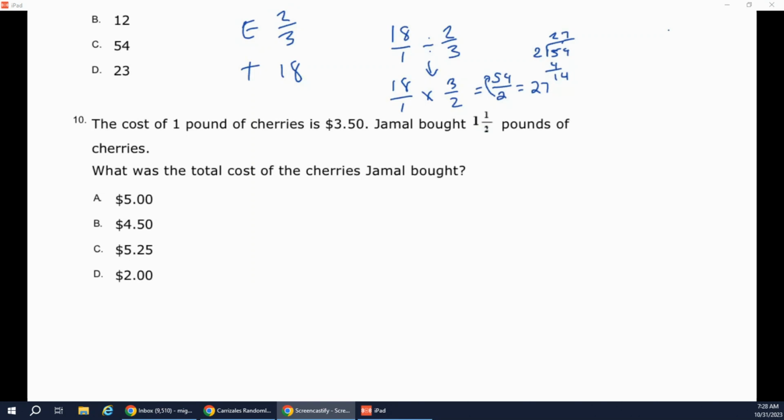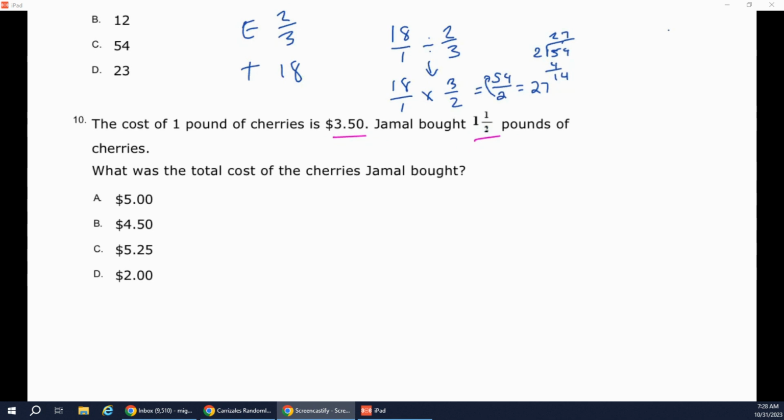So looking at this, I noticed that I have a decimal and I have a mixed number. In order to do any operation with these, whether I'm going to add them, subtract them, divide them, or multiply them, they have to be in the same form. And so that's the first thing that I'm going to do, make them into the same form.